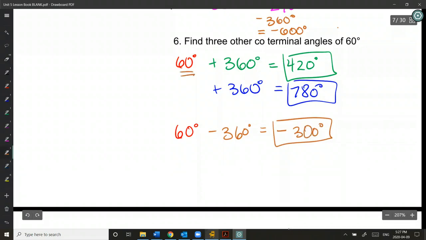Okay, so start with 60 and add 360 or subtract 360 as many times as you want, and you'll get infinitely many coterminal angles.